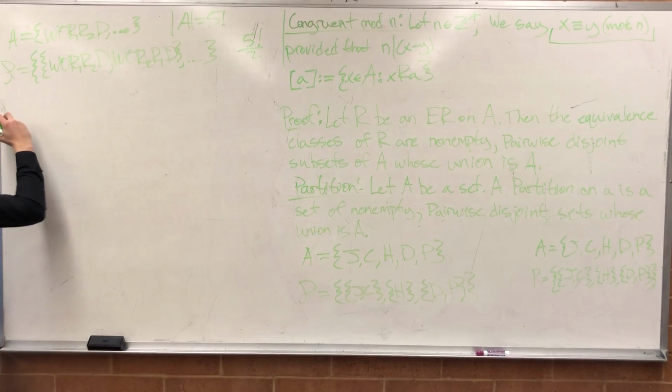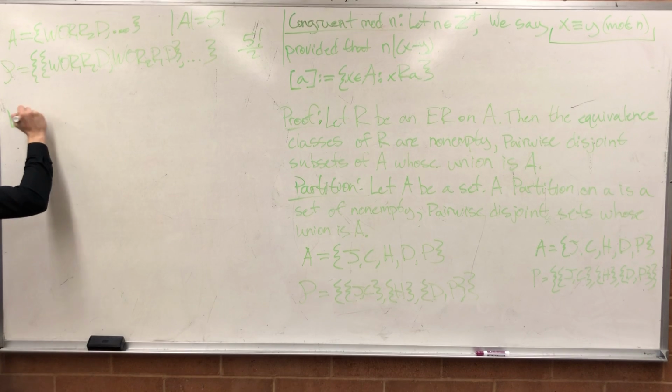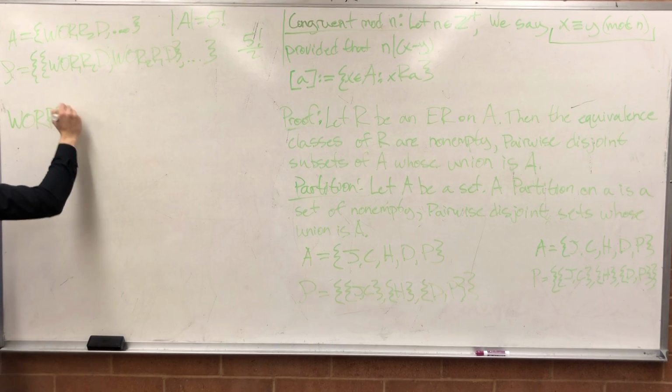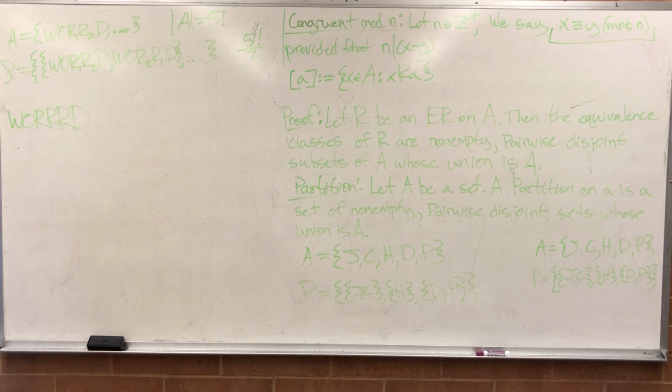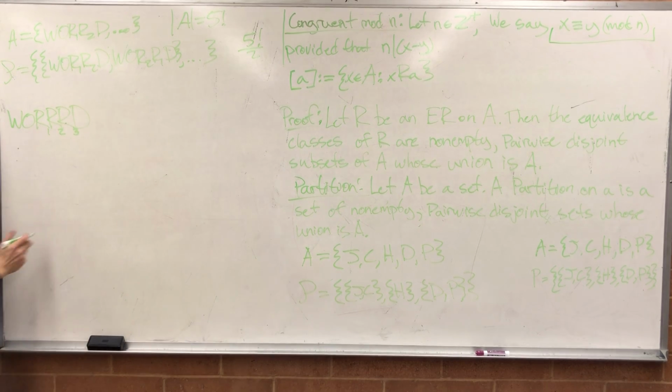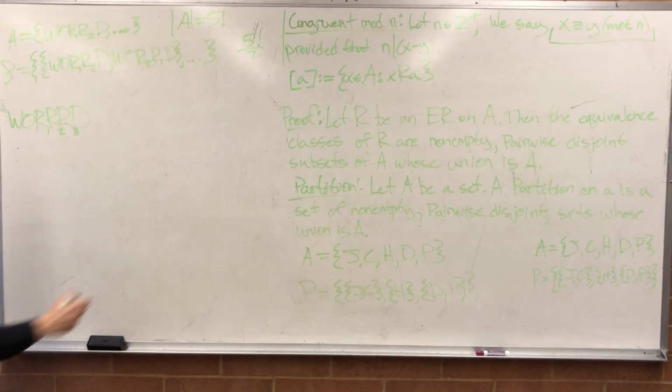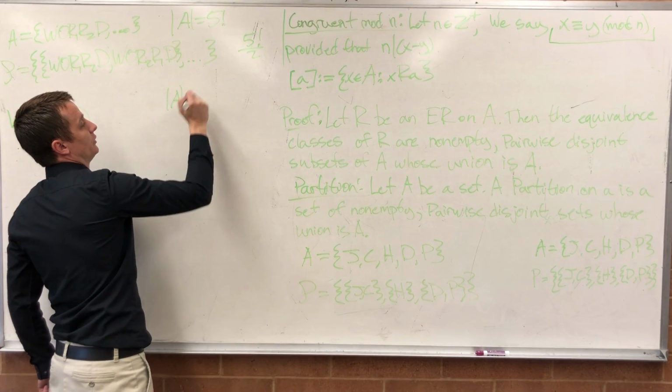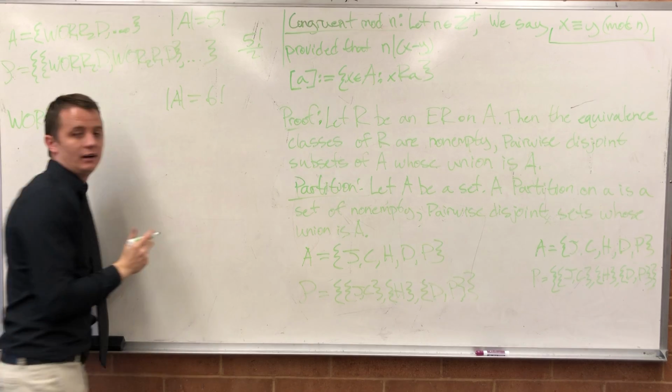What if we had the word? Or in other words, R1, R2, R3. So A, the size of all the possible arrangements, would be 6 factorial now, right?